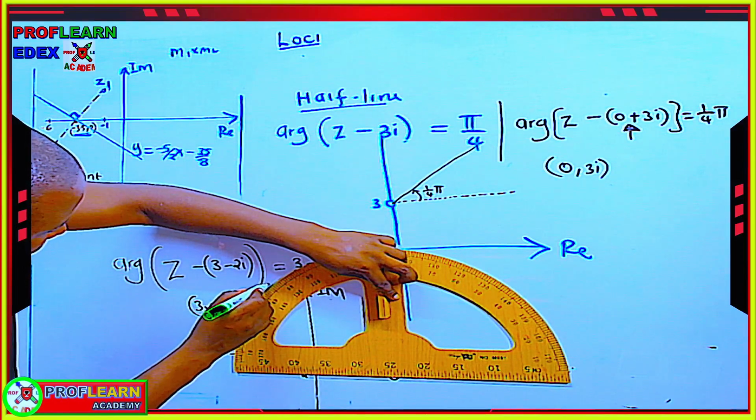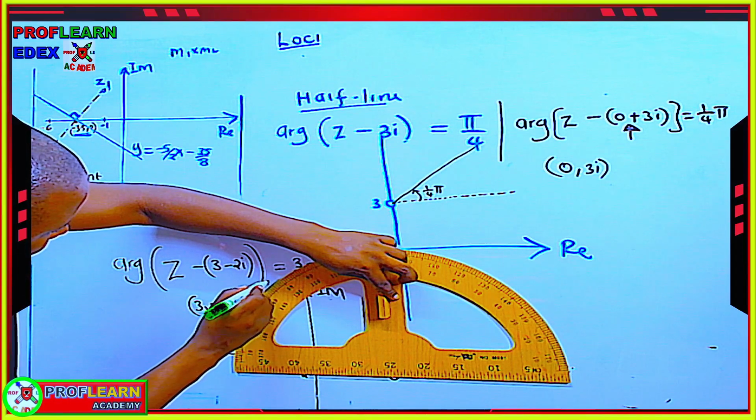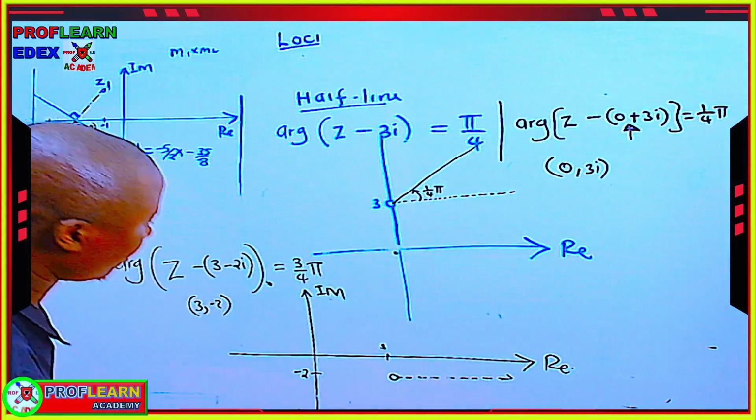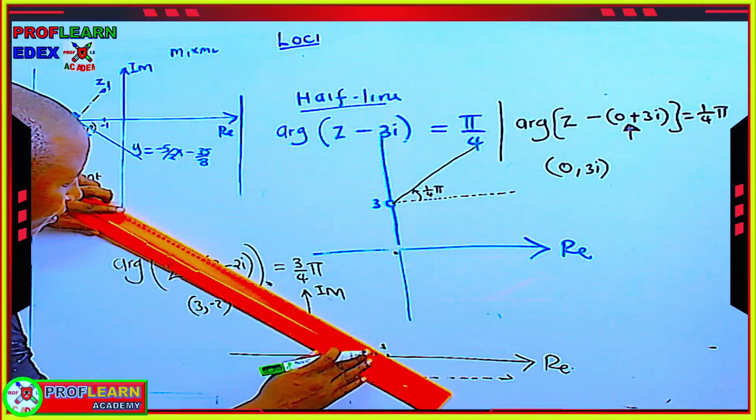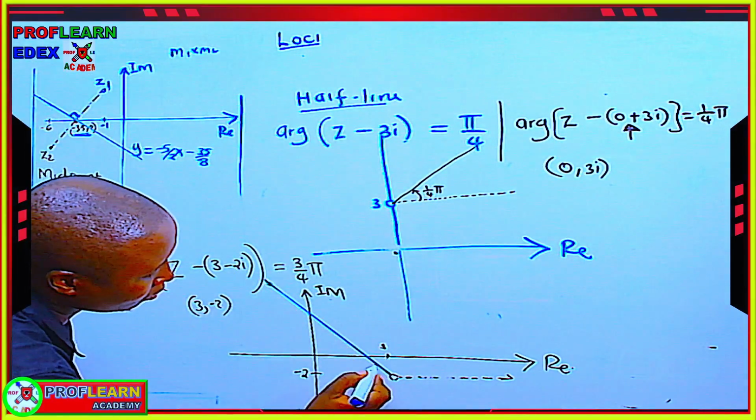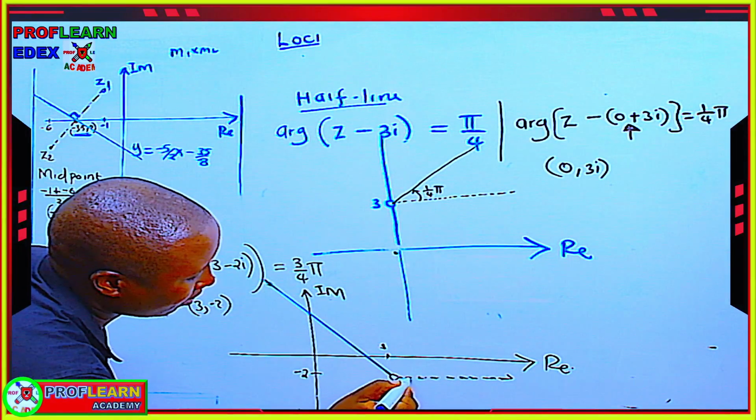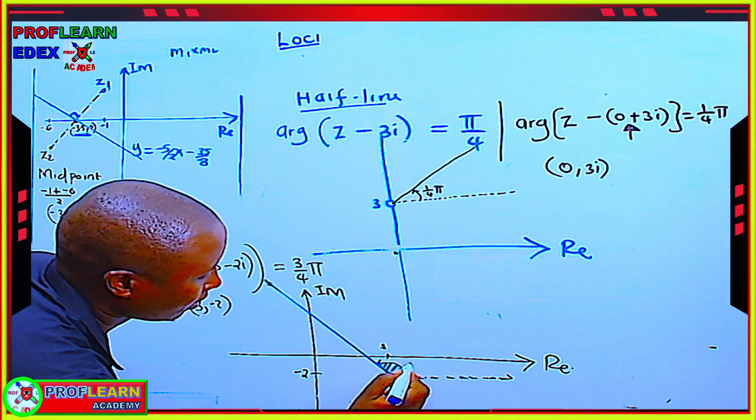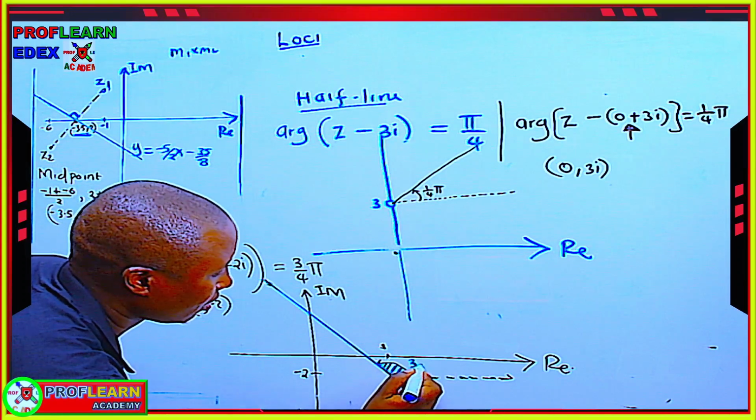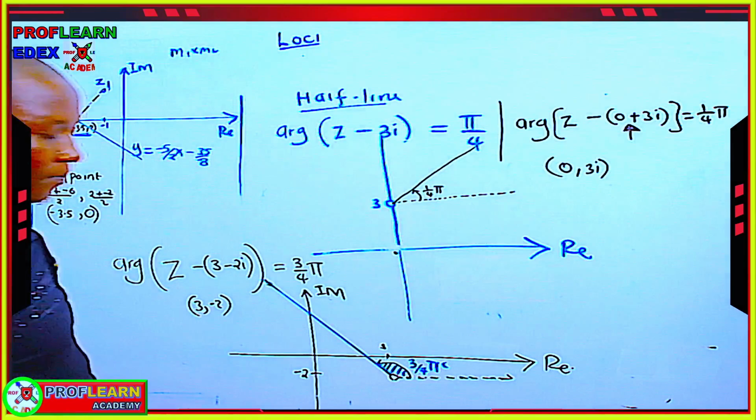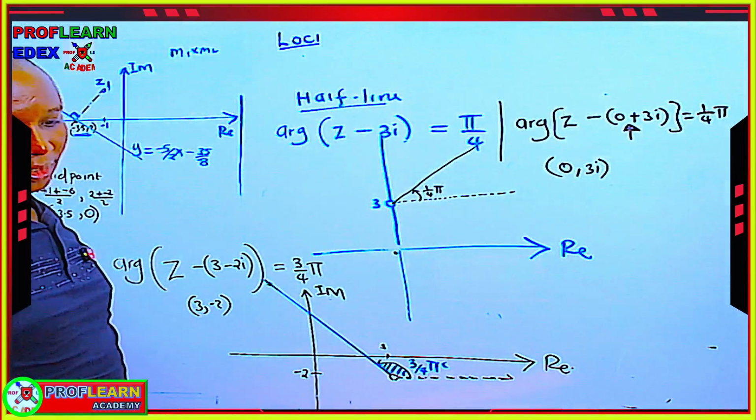So 135 will be here, this point here, so that I can join. So the locus is going to lie anywhere along this, and the angle is measured in anti-clockwise direction. That is 3/4 pi radians.